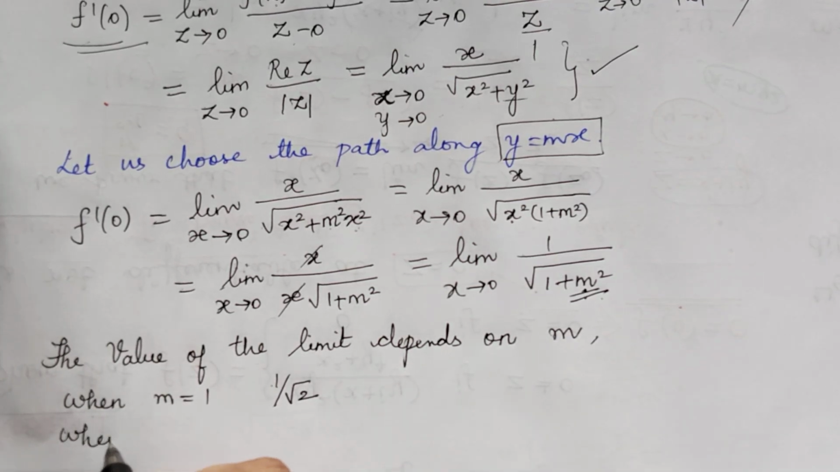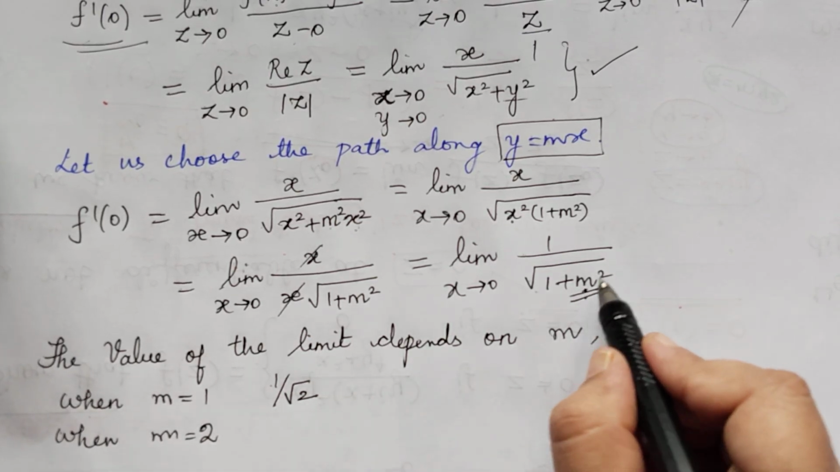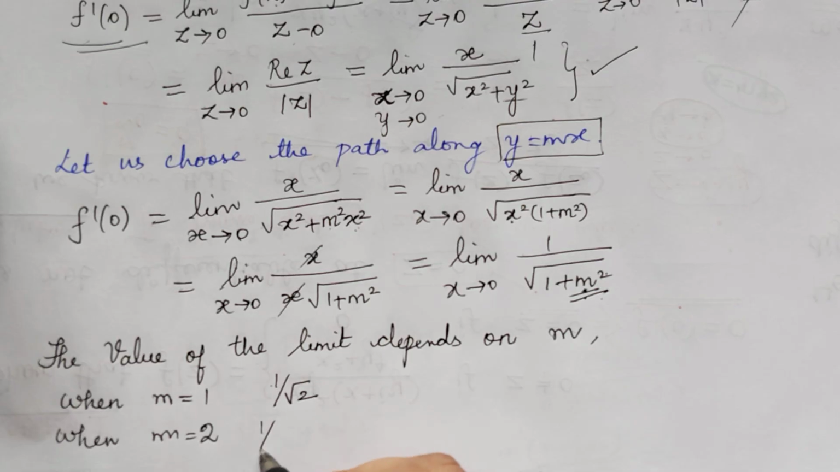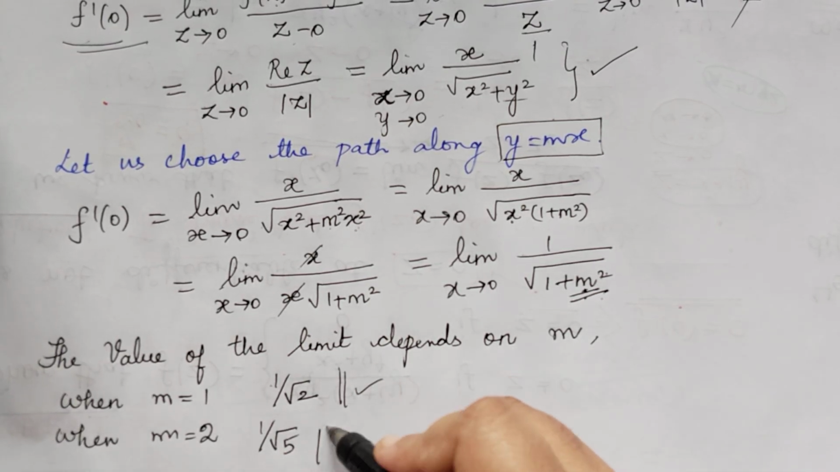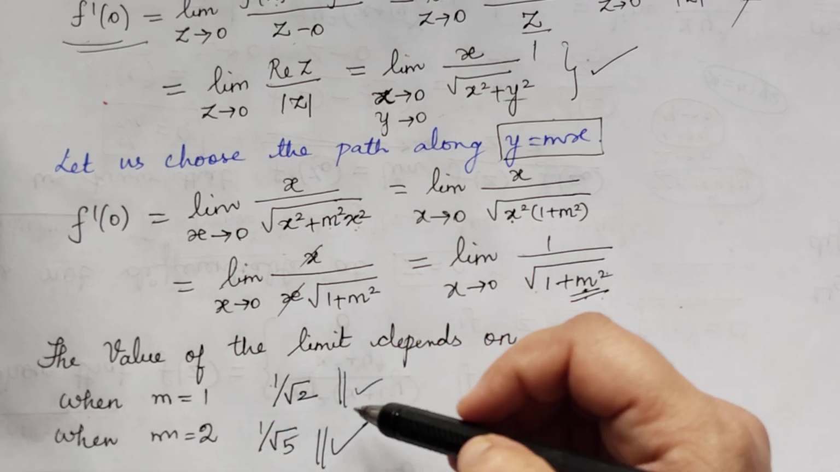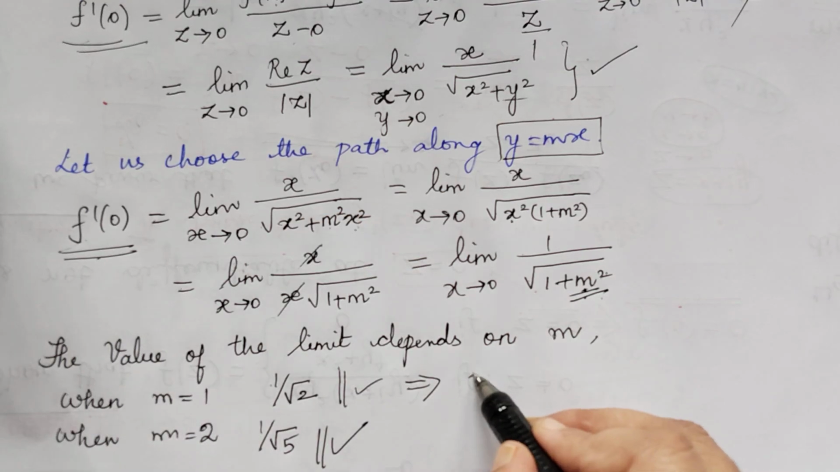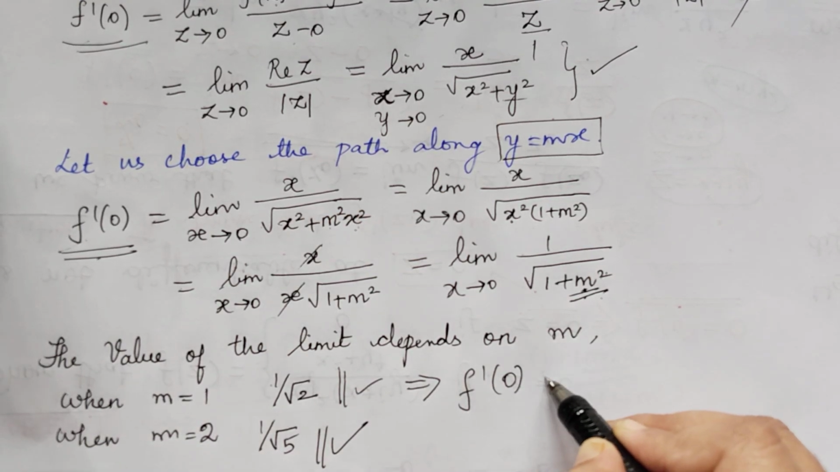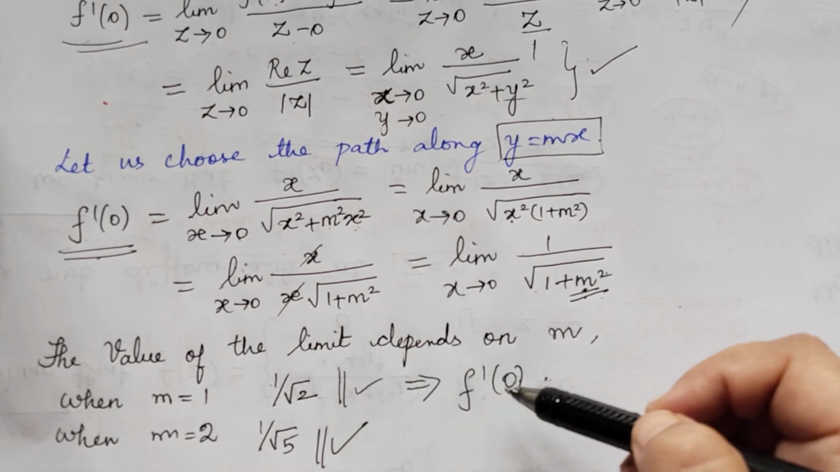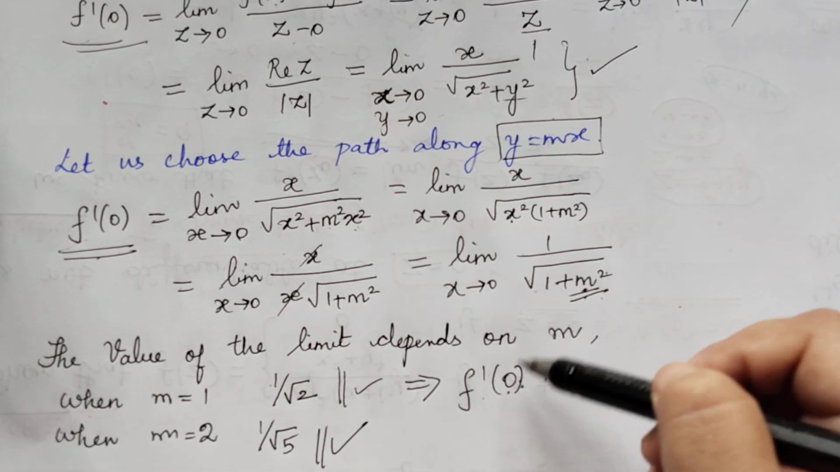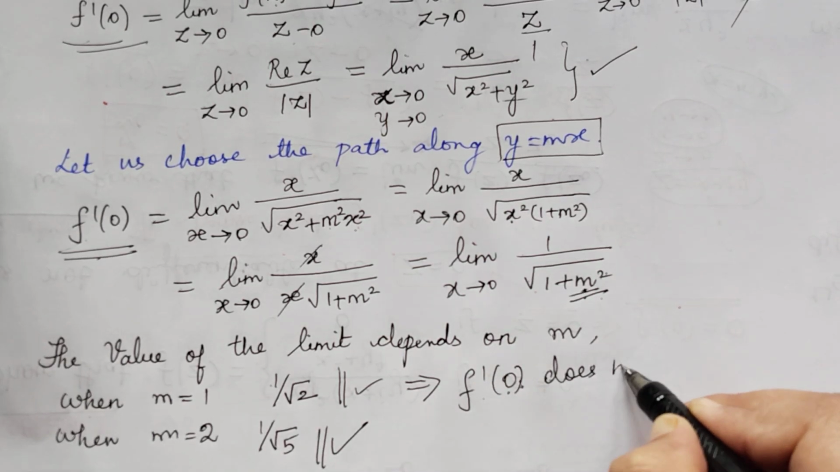Similarly, when m is equal to 2, 2 square is 4, 4 plus 1 is 5, and the limit becomes 1 by square root of 5. So we see that the limit keeps on changing. So as the value of m changes, the limits will also change, which implies that this function, that is f dash of 0, is not unique, which implies the limit is not unique, and therefore the limit does not exist, which implies that f dash of 0 does not exist.